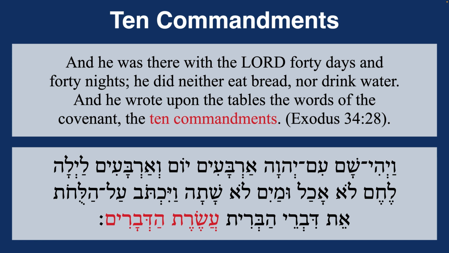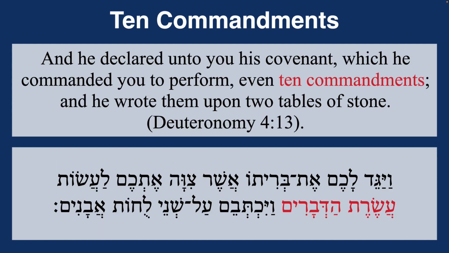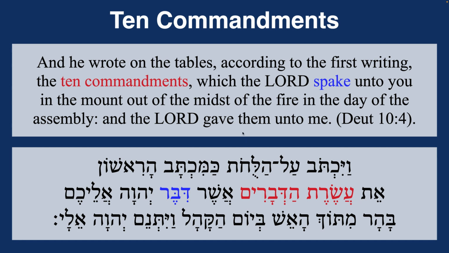In Exodus 34:28, you can see the 10 commandments. In Hebrew, it is Aseret had-Devarim. Again, in Deuteronomy 4:13 also, we have the 10 commandments, Aseret had-Devarim in Hebrew. Again, in Deuteronomy chapter 10, verse 4, the 10 commandments were written on a second set of tablets when the first set of tablets were broken. And even there, the phrase 10 commandments in Hebrew would be Aseret had-Devarim.